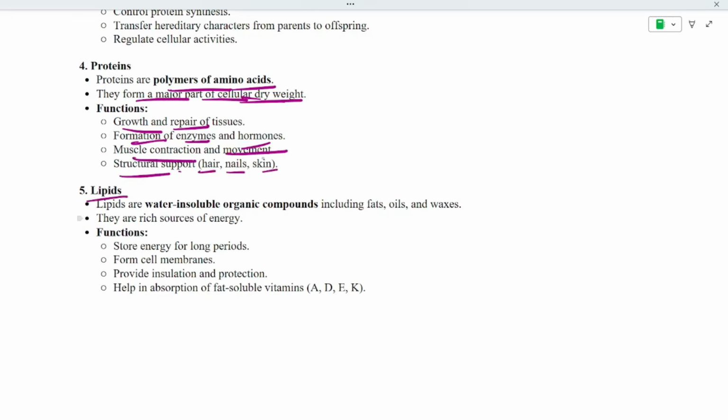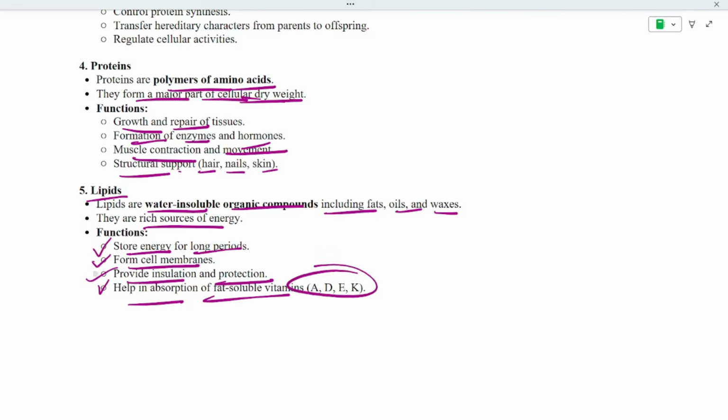Okay. Next is lipids. It is the water insoluble organic compounds including fat, oil and waxes. They are rich sources of energy. Next is store energy for long periods. It forms the cell membrane. It helps in the insulation and protection, and it is helping in absorption of fat soluble. There are two types, right? Fat soluble and water soluble. They help in absorption of that, and it provides the insulation and protection as well.